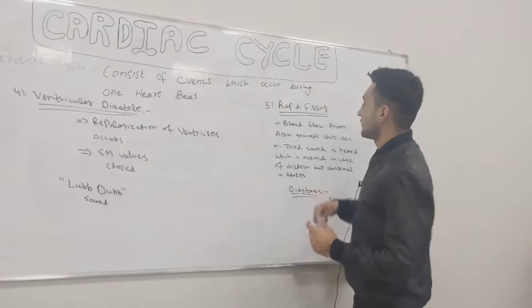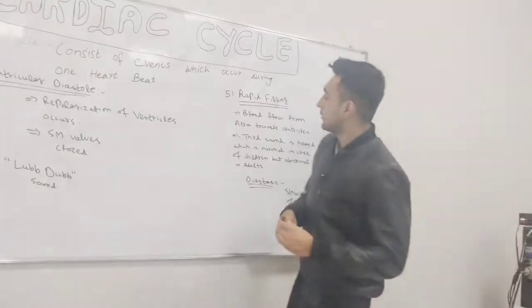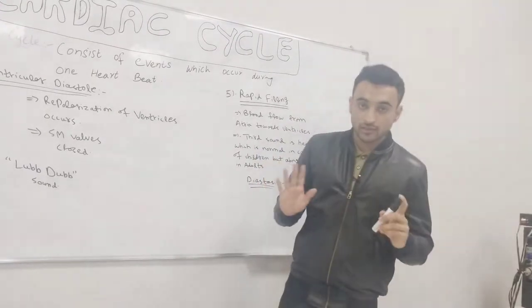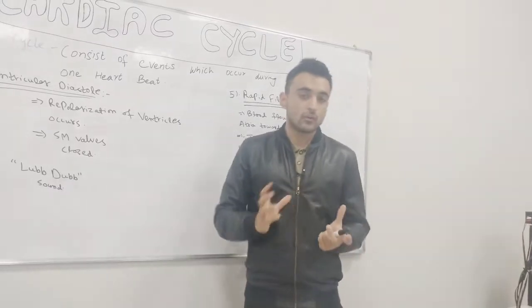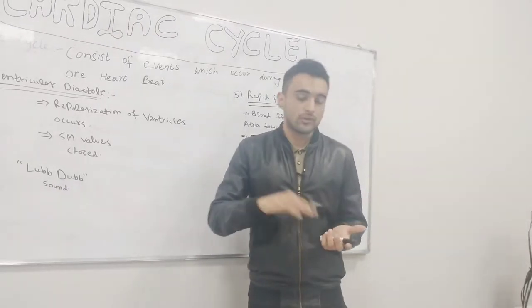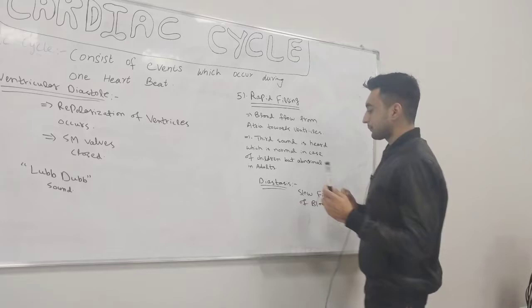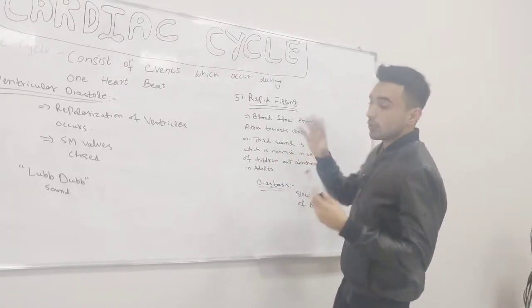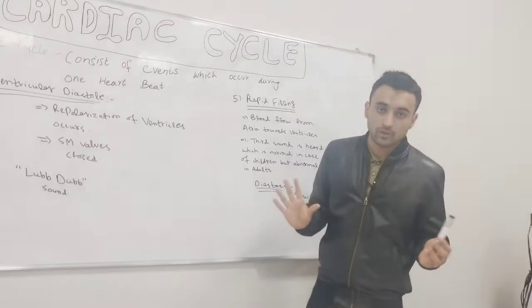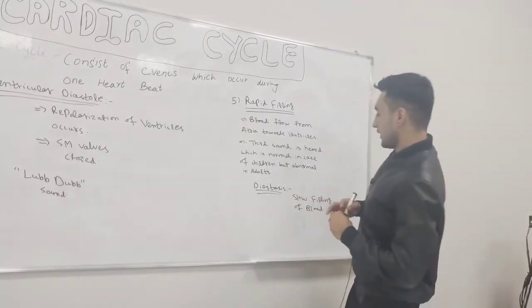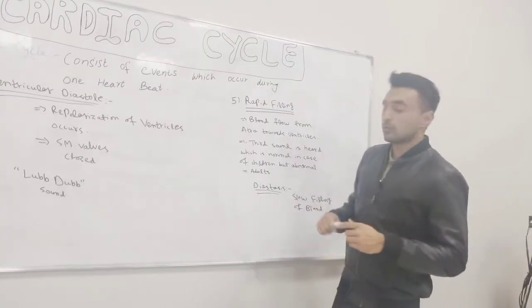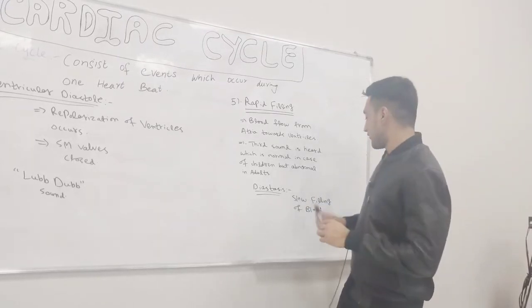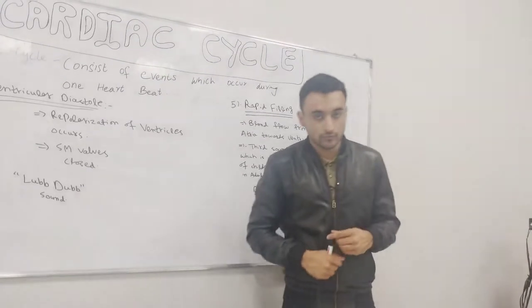And now the rapid filling phase. Now again the cycle starts, and the atria are contracted and the ventricles are relaxed. So blood flows from the atria towards the ventricles, and the third sound is heard during this process, which is normal in children but abnormal in adults. After this, there is a term known as diastasis, which refers to the slow filling of blood from the atria towards the ventricles.